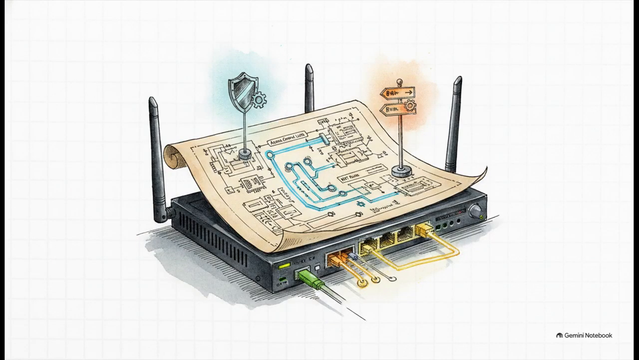Command 4, show running-config. This right here is where you read the master blueprint. This command dumps out everything the device is currently doing in its active RAM. You're scanning for access control lists, NAT rules, and any weird specific interface tweaks. It tells you exactly how the device is behaving at this very second.